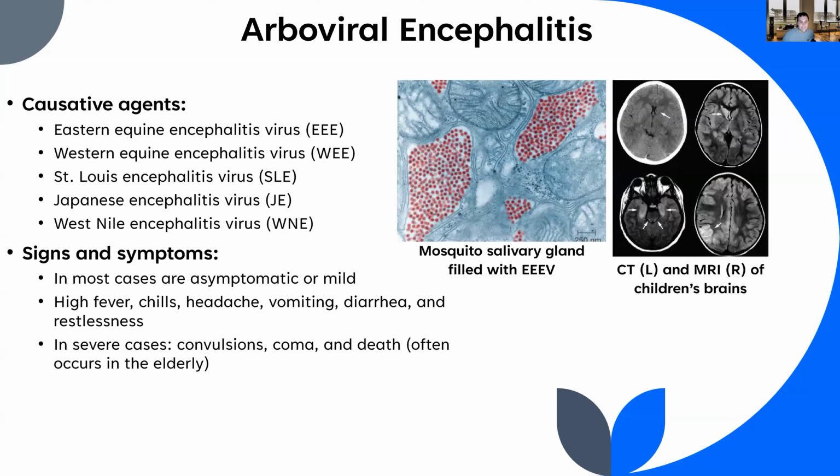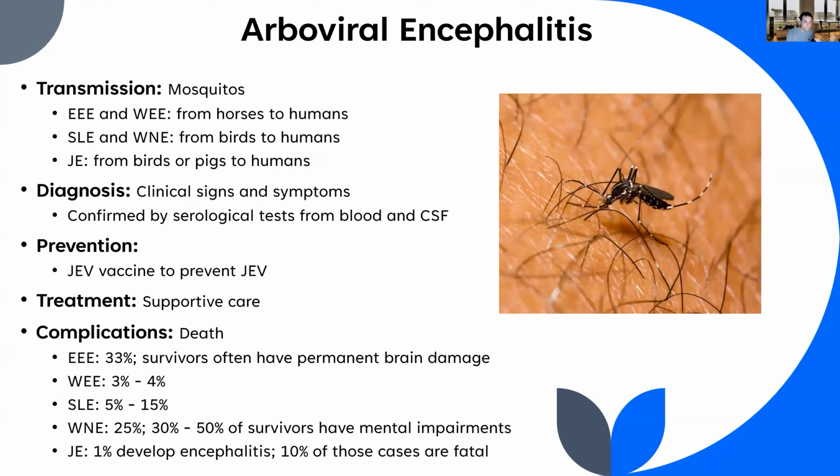Signs and symptoms: high fever, chills, headache, vomiting, diarrhea, and restlessness. In the severe cases, convulsions, coma, and death. We most often see this in elderly individuals who have been infected by these viruses. All right. These are all transmitted by mosquitoes. That's why they're called arboviral.